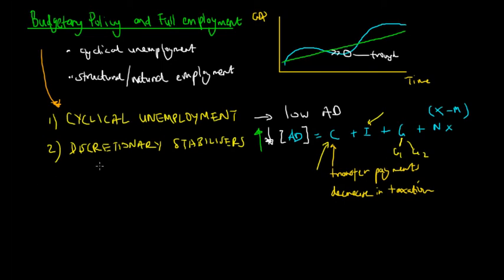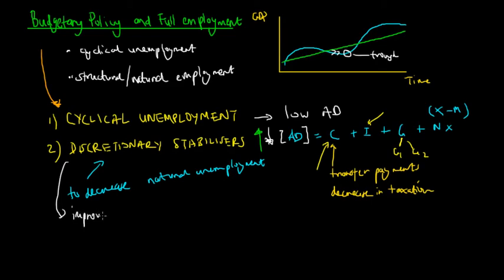So we're going to look at how they could also use discretionary stabilizers to decrease natural unemployment. And in many cases, natural unemployment or structural unemployment is a source of inefficiency built into the labour force. And although the government recognises that sometimes natural unemployment must occur because of this improvement in technologies, it is also good to lower natural unemployment to make it as small as possible. So what the government can do is to use discretionary stabilizers to improve the skill of the labour force.